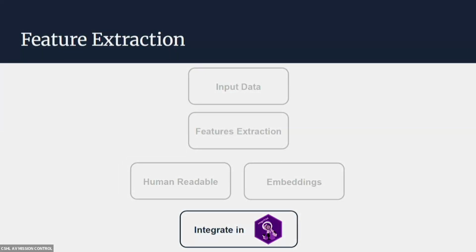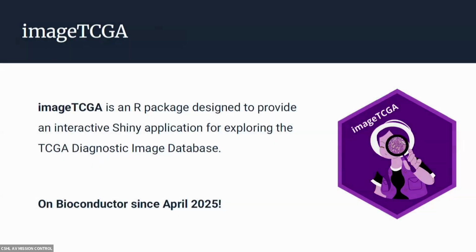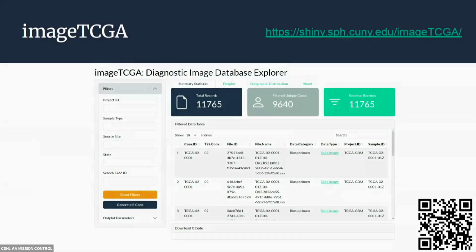Then all these features will be integrated in our package. The package is imageTCGA. This package is also created to provide a Shiny application to explore the TCGA data, and it has been on Bioconductor since April 2025. This is the graphical interface, so you can filter by project ID and sample type, you see the total number of records, you can filter, so you will see the number of patients, and then you can also see the number of images, which is sometimes different from the number of patients.